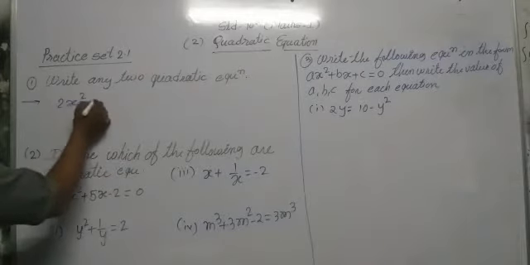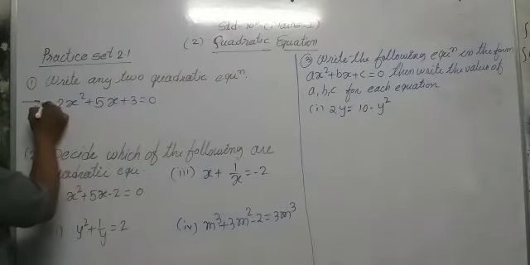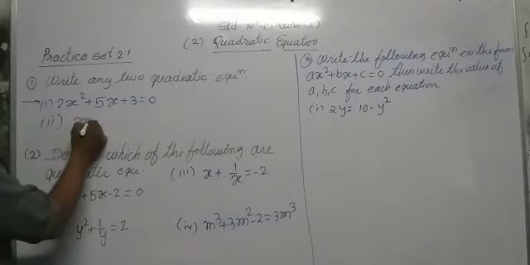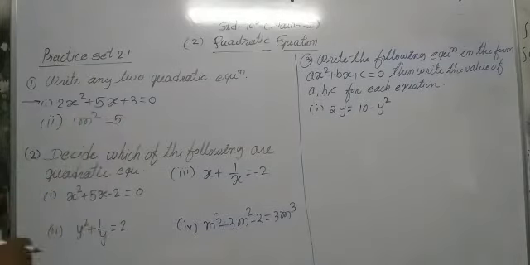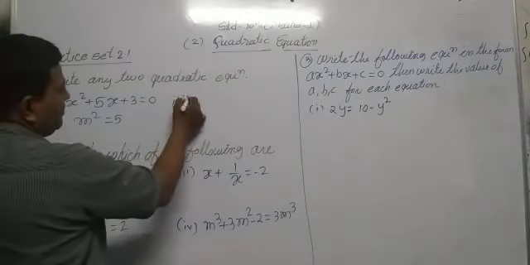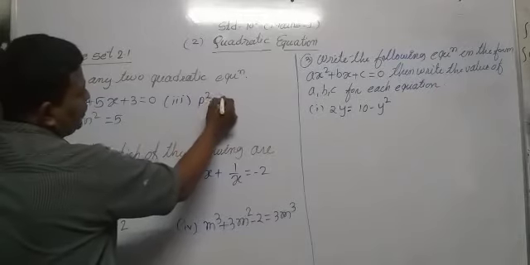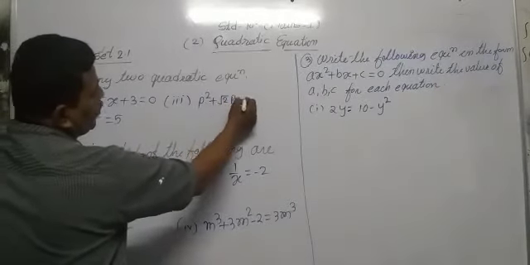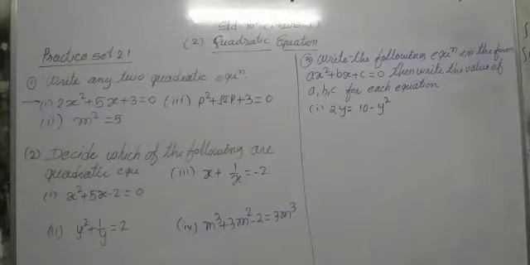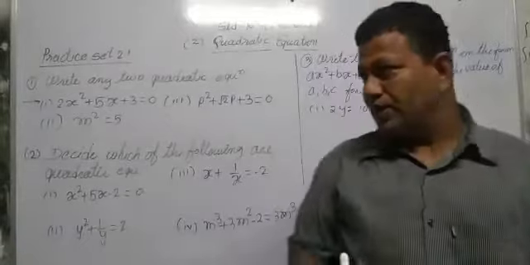2x square plus 5x plus 3 is equal to 0. First example. Now suppose second example I write down here, m square is equal to 5. This is also the second example. Also we write down third example here: p square plus root 2p plus 3 is equal to 0. This is our third example. Similar examples you will write down. They are all quadratic equations.